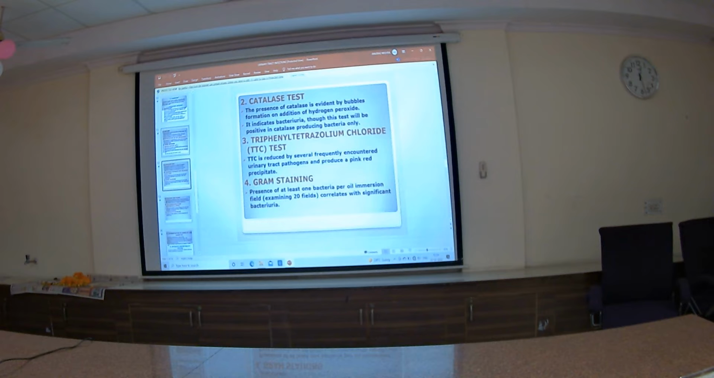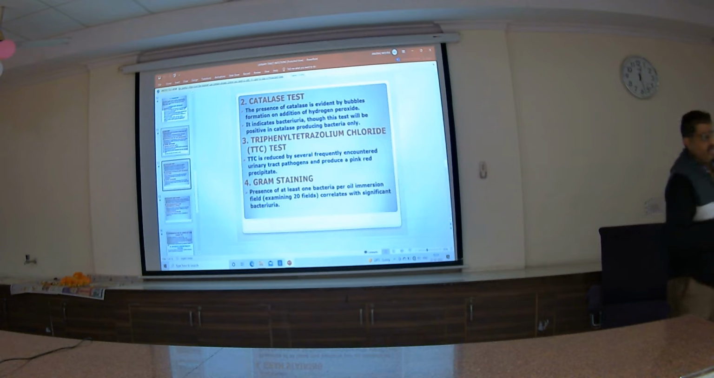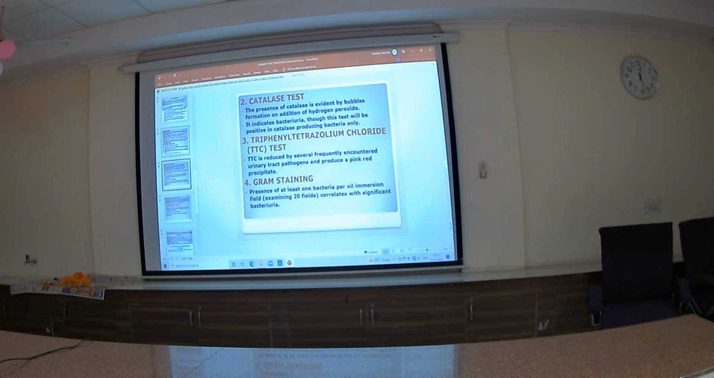Then comes Gram staining. In this, the presence of at least one bacteria per oil immersion field after examining 20 fields indicates significant bacteria, that is more than 10 to the power of 5 bacteria per ml.